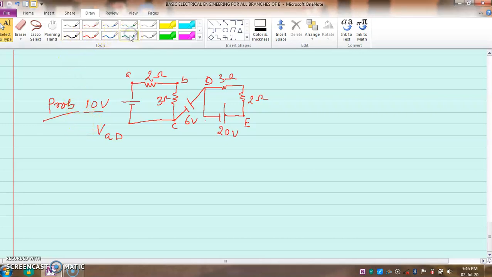So I was discussing how to find the potential difference between any 2 points in the electrical circuit. This will give you an idea how to find the potential difference between any 2 points.